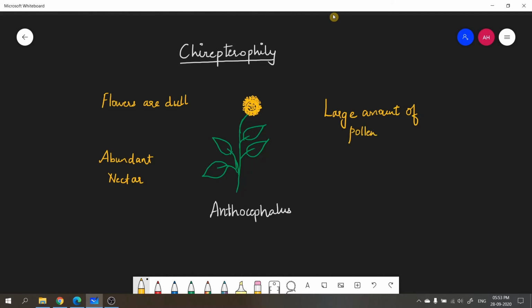Now, why do you think large amount of pollen grains are produced? Because when the bats have to carry these pollen grains from one site to another, there may be some wastage of pollen grains in between, right? So that is why the plant generally produces large amount of pollen grains to compensate for the loss. So that was all about the types or the agents which help in pollination.